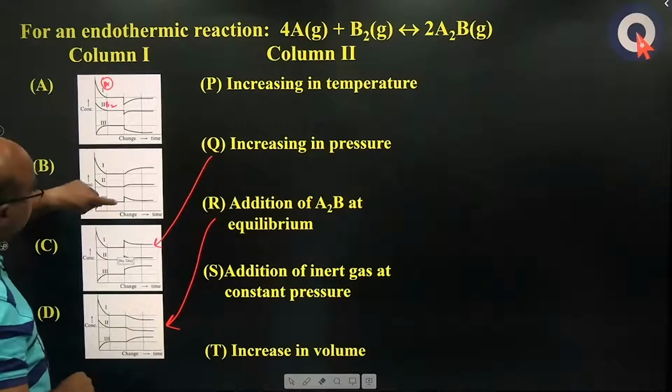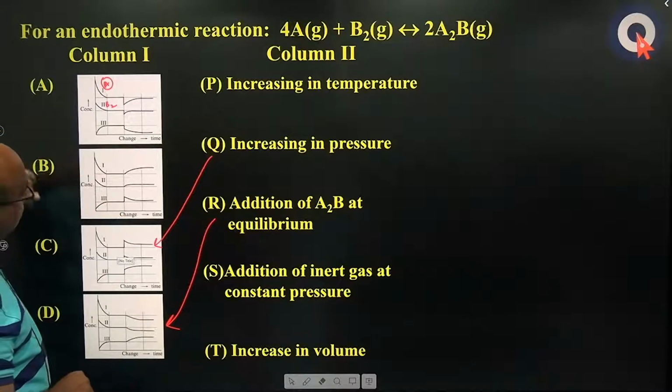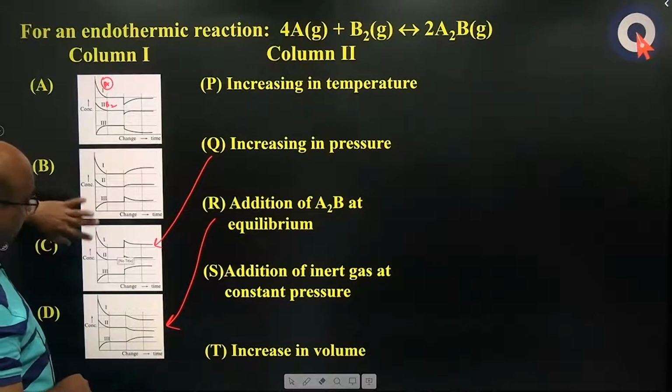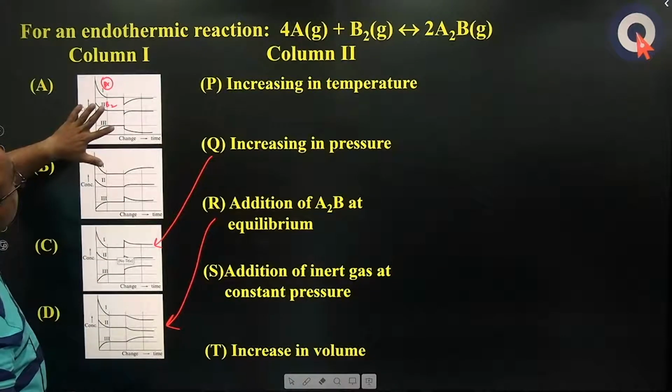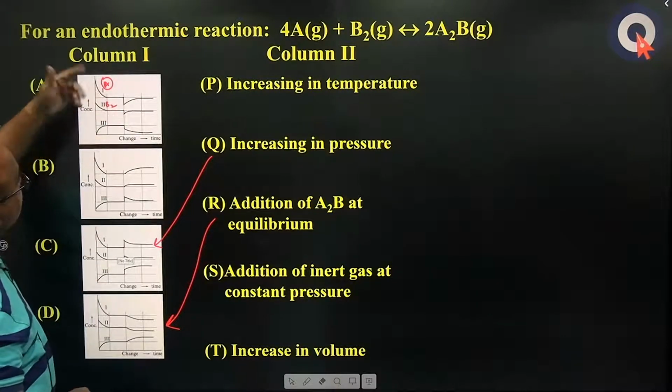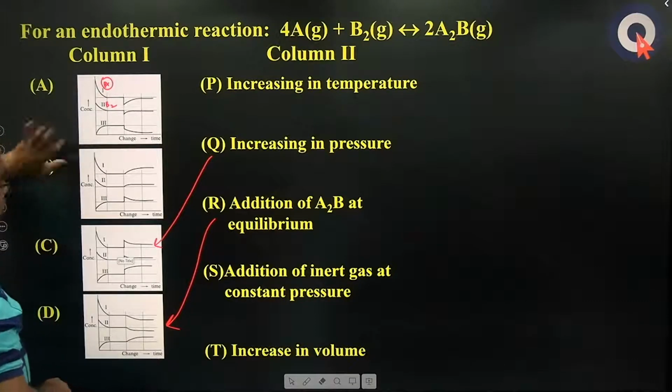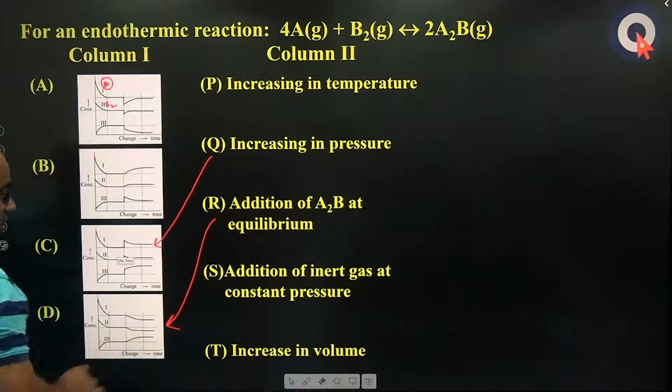So A2B is increasing, so no, A2B has to decrease. So where is the decrease? Here it is only a decrease, but if A2B decreases, then AB also should increase. That is also not there. So let us see which one will be satisfying.